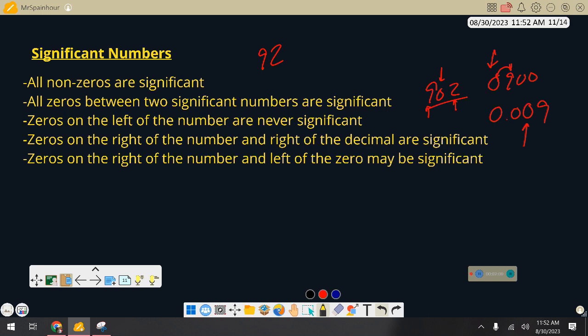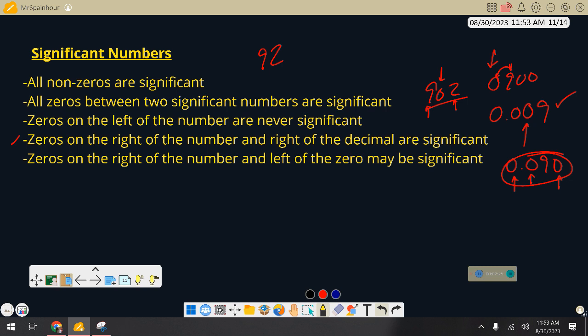Next, zeros on the right of the number and right of the decimal are significant. Why? Because why put them otherwise? So if I were to write 0.090, for the previous rule, neither of those zeros are significant, but this one is. So this number up here would only have one significant number. This number here has two.